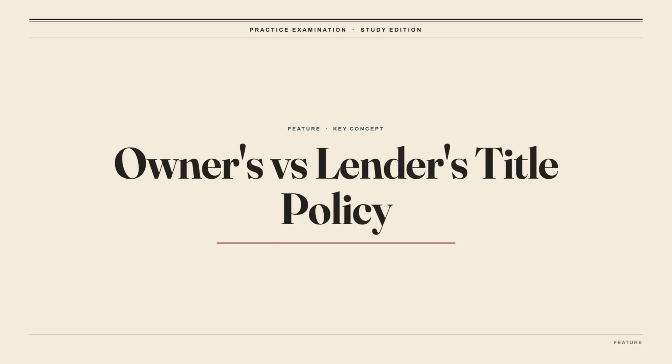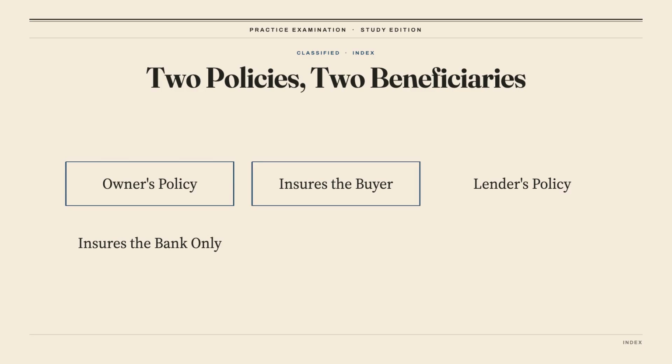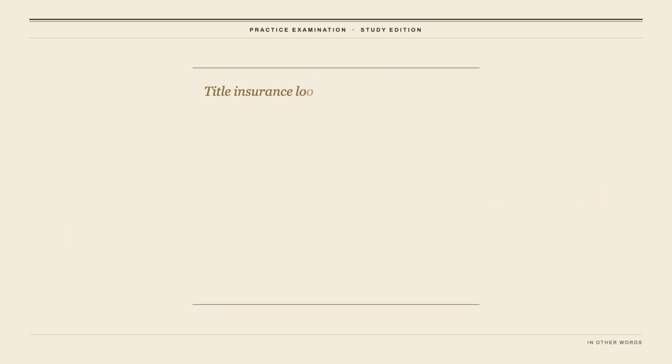At closing, a buyer is handed 2 very different title policies, and it's easy to miss that they protect 2 different people. One insures her, the other insures the bank. An owner's policy insures the buyer's interest, usually for the full purchase price, against defects like a forged deed, an unknown heir, or a recording error. A lender's policy insures only the lender, only up to the loan balance, and it shrinks and eventually disappears as the loan is paid off.